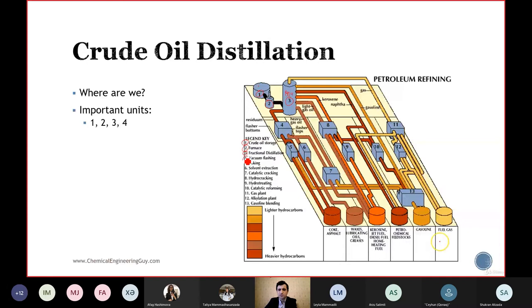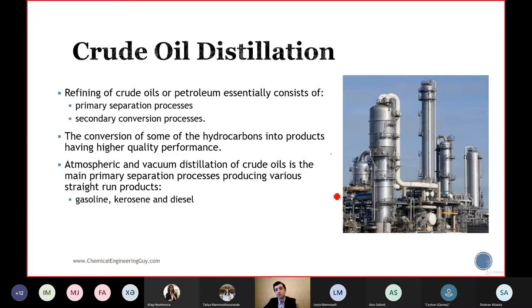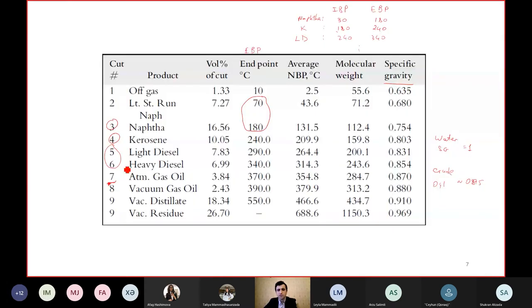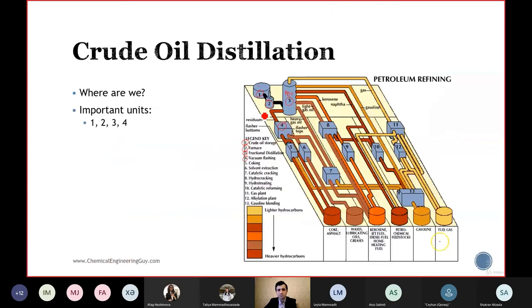In crude oil distillation, you can see the distillation column at the right-hand side. We have the primary separation processes and secondary conversion processes. Secondary conversion processes, which we will talk about in the next session, will be FCC, CCR, ISO, DCU, and so on. This is the conversion of some of the hydrocarbons into products having higher quality performance. So as we said, we want to produce more transportation oils. For instance, in FCC, we have the vacuum gas oil, which is the heavy product from the vacuum unit. Go back. This is the vacuum gas oil. You crack vacuum gas oil in FCC to naphtha and diesel.